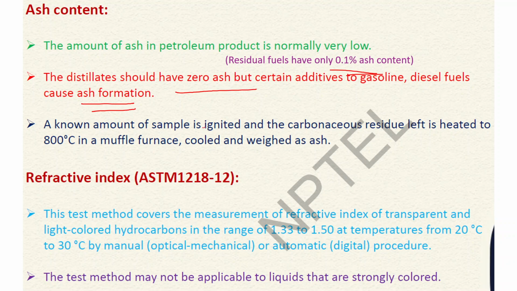A known amount of sample is ignited and the carbonaceous residue left is heated. This carbonaceous residue is heated at a temperature of 800 degrees C in a muffle furnace, cooled and weighed as ash. Refractive index: if the crude oil is lighter in color, then we can measure the refractive index. But heavier residues have some coloration, so it is very difficult to measure the refractive index of heavy dark colored crude oil.